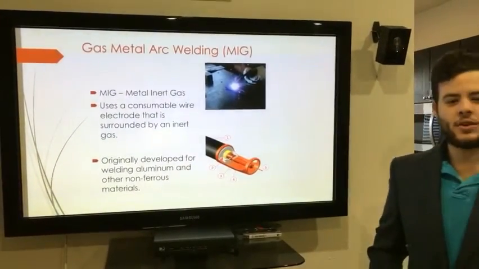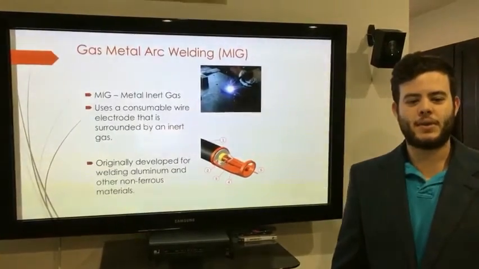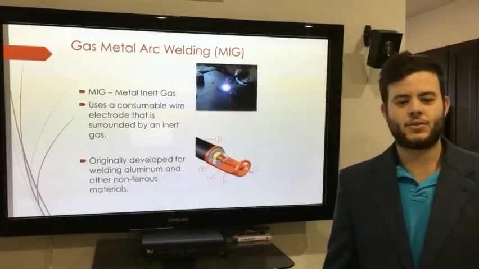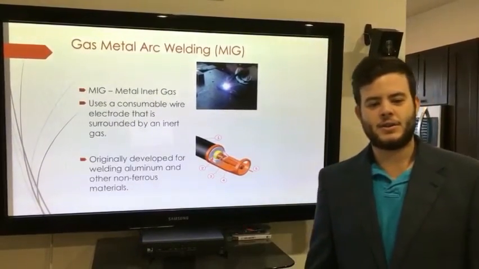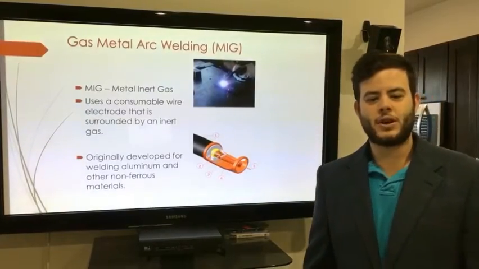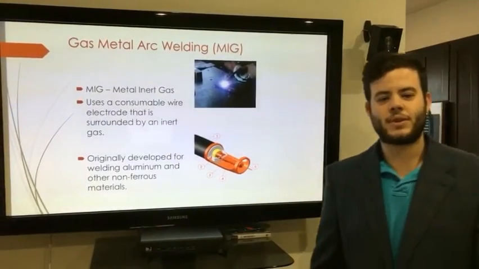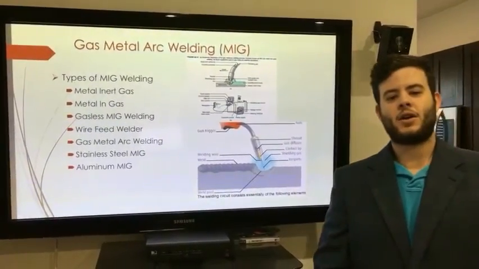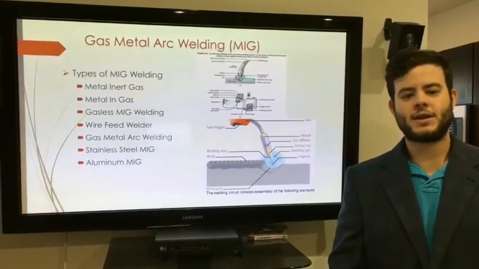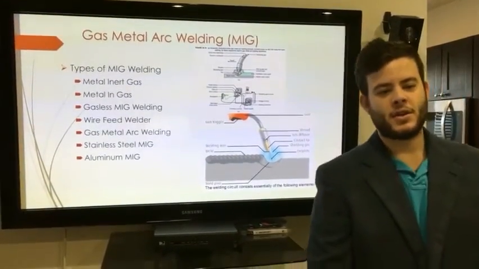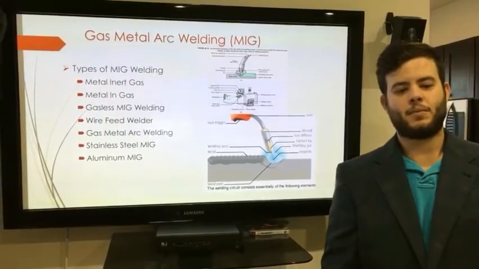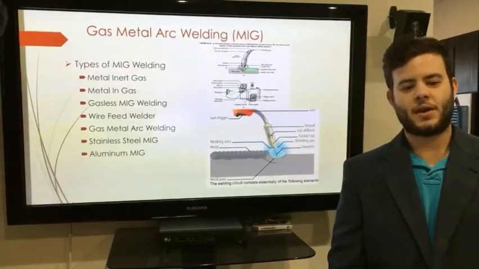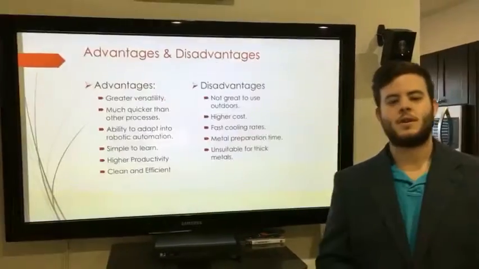Gas metal arc welding, also known as MIG, meaning metal inert gas, uses a consumable wire electrode that is surrounded by an inert gas and was originally developed for welding aluminum and other non-ferrous materials. Types of MIG welding are metal inert gas, gasless MIG welding, wire feed welder, gas metal arc welding, stainless steel MIG, and aluminum MIG.